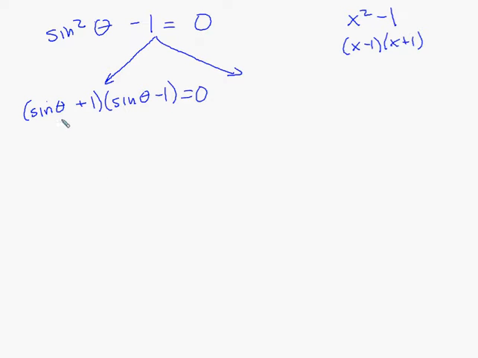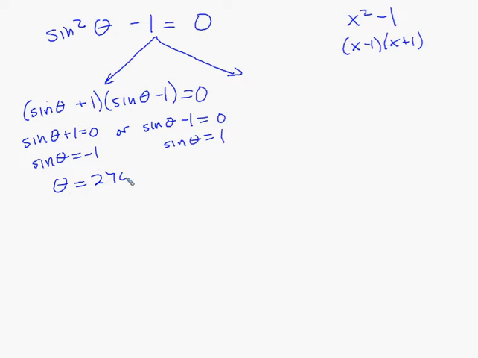I love factoring. And then we split this up. Sine of theta plus 1 equals 0, or sine of theta minus 1 equals 0. And then we solve both of these. So sine of theta equals negative 1, or sine of theta equals positive 1. And then we inverse sine. We already did one where we had a negative 1, so we get 270 degrees right there. And on this one, if we do the inverse sine, we're going to get a 90. There are no repeat answers for either one of these, so those are all the answers.